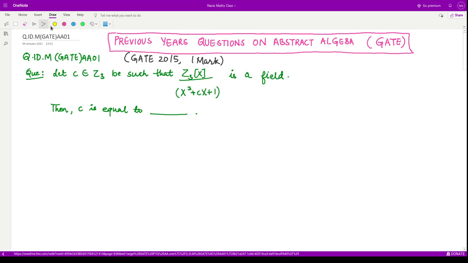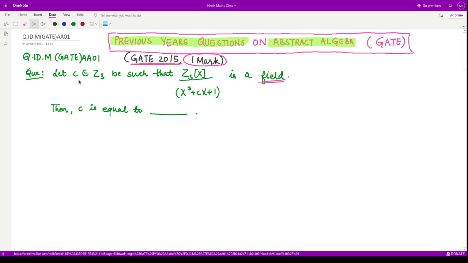This series is based on previous year's questions from the subject of abstract algebra which appeared in the GATE examination. So here is the very first question. This question was there in the GATE 2015 question paper and it is of 1 mark. This is a really simple question based on field theory.